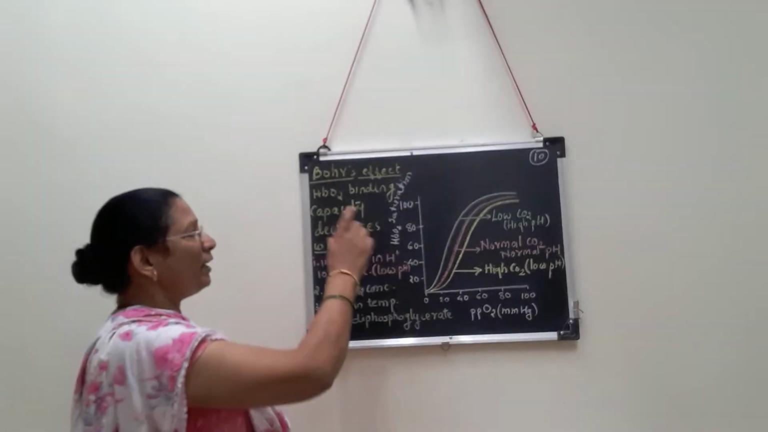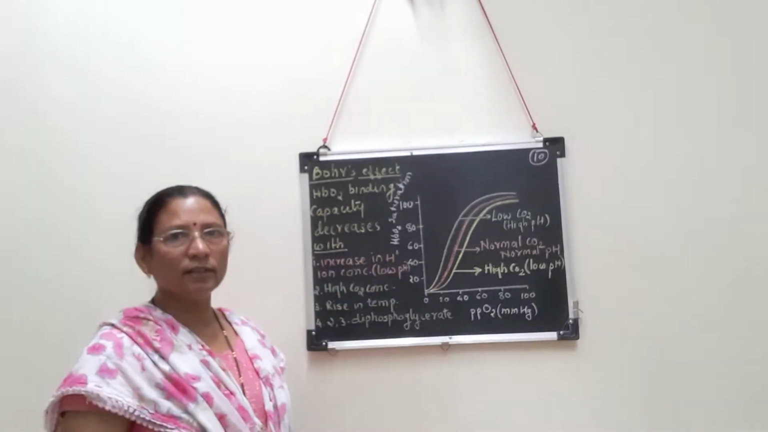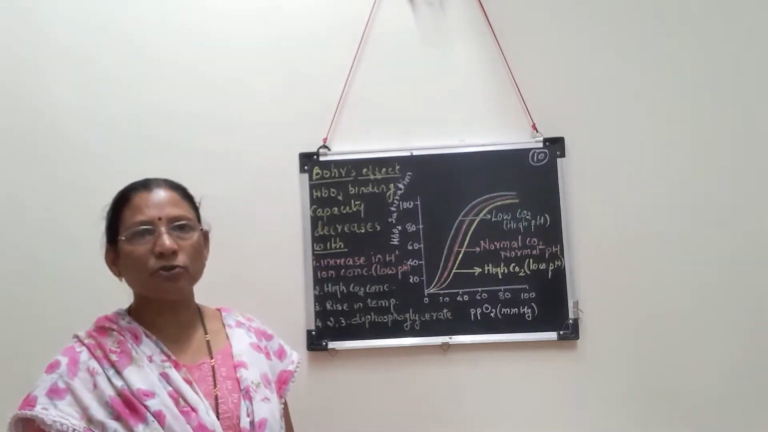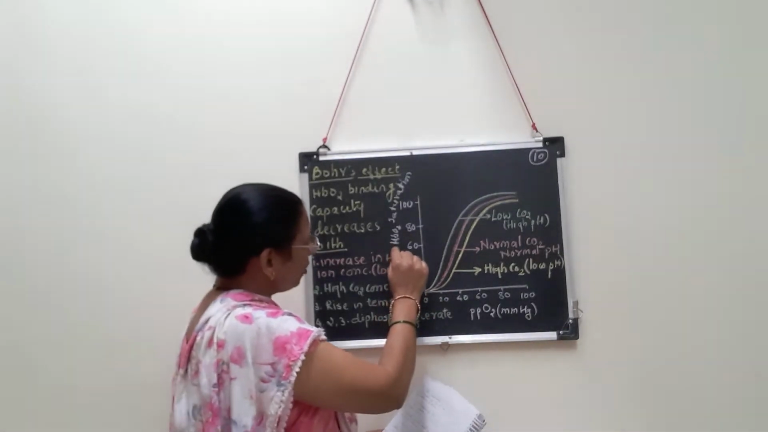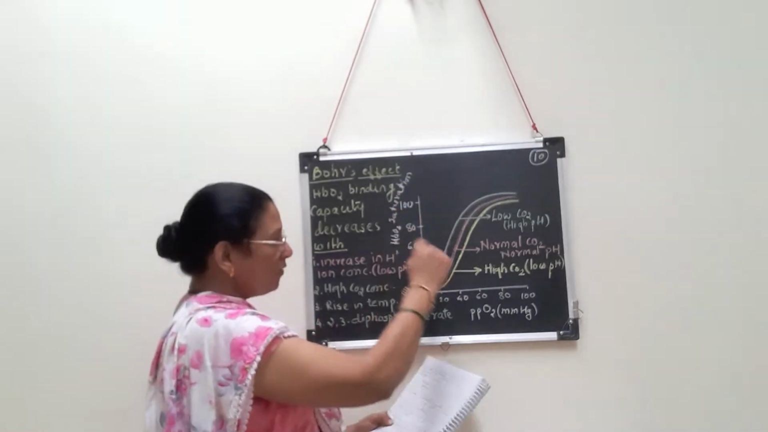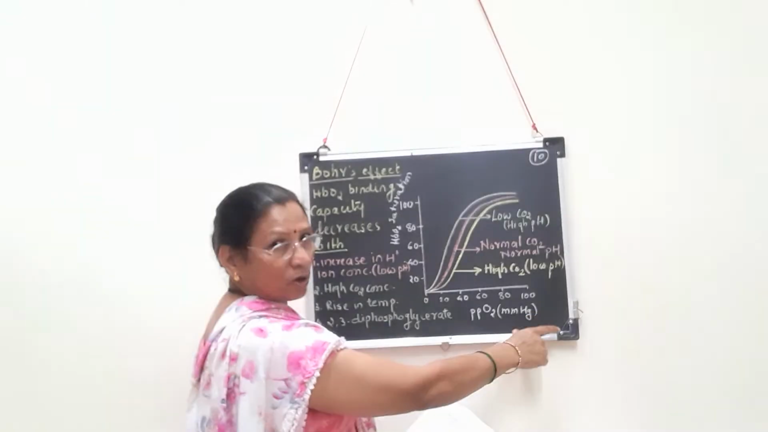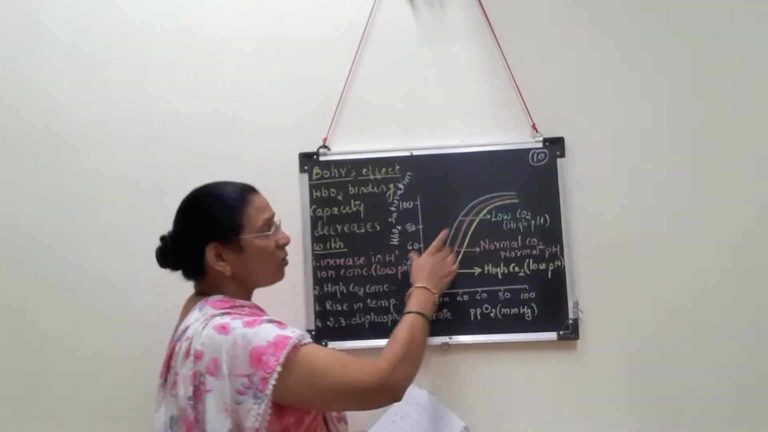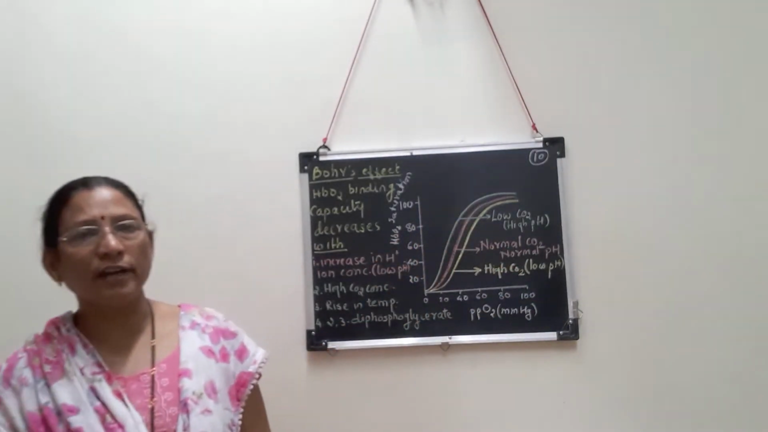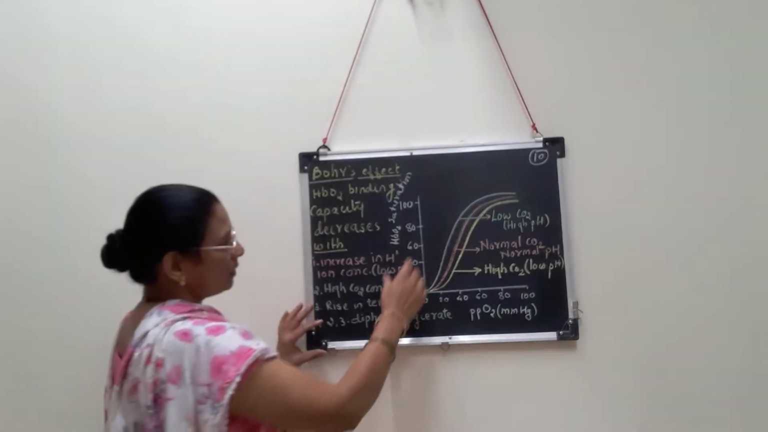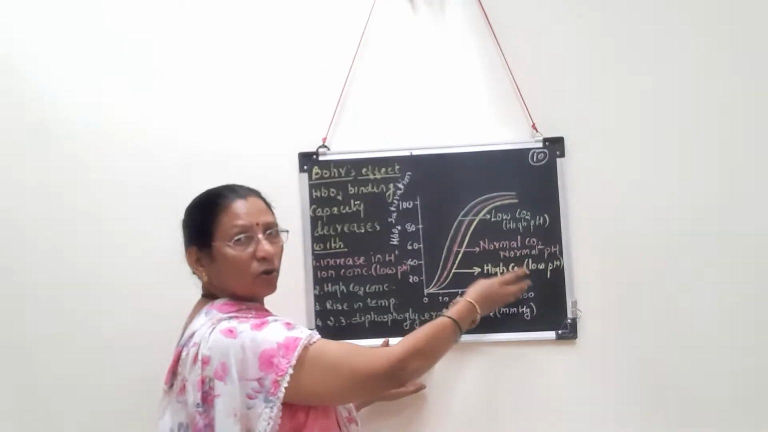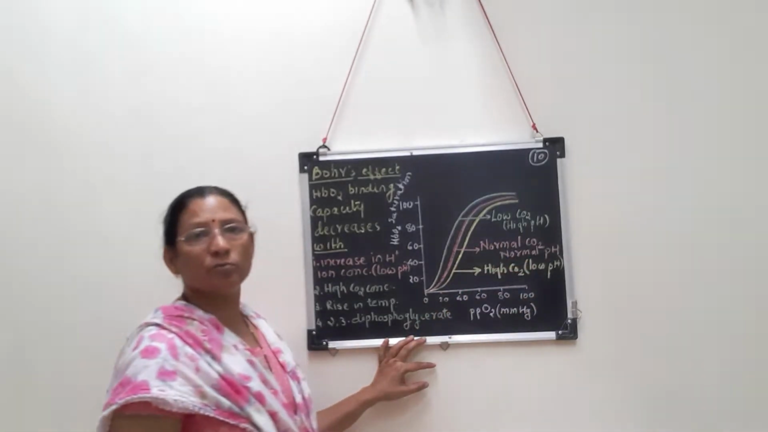So what is the meaning of the oxygen dissociation curve? This oxygen dissociation curve shows the degree of saturation of hemoglobin with respect to the partial pressure of oxygen. This is called Bohr's effect. The oxygen dissociation curve shifts towards the right side, towards the lower side. That is actually called Bohr's effect.